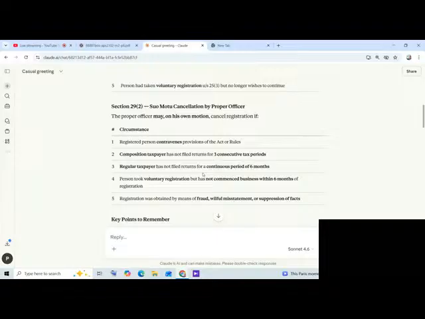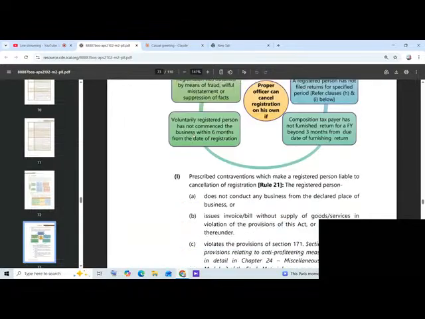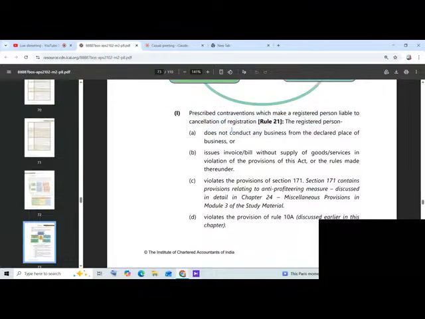So the 6 months to remember here is for a regular taxpayer. If he has not filed returns, the officer can issue notice to cancel his registration. And for a composition taxpayer, if he has not filed returns for three consecutive tax periods. Prescribed contraventions which make a registered person liable to it.